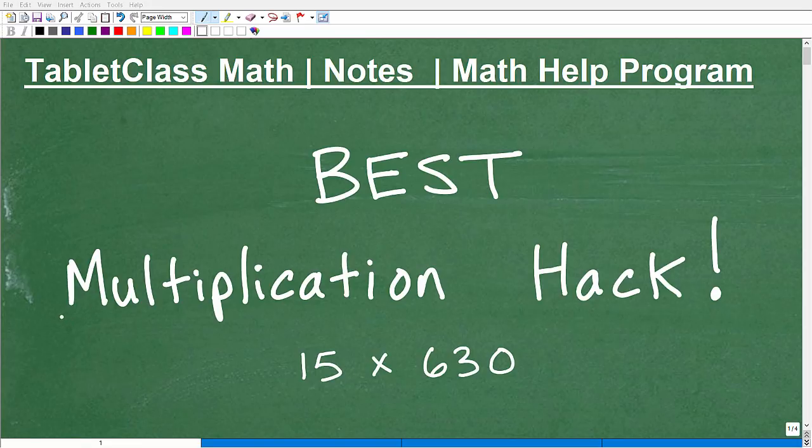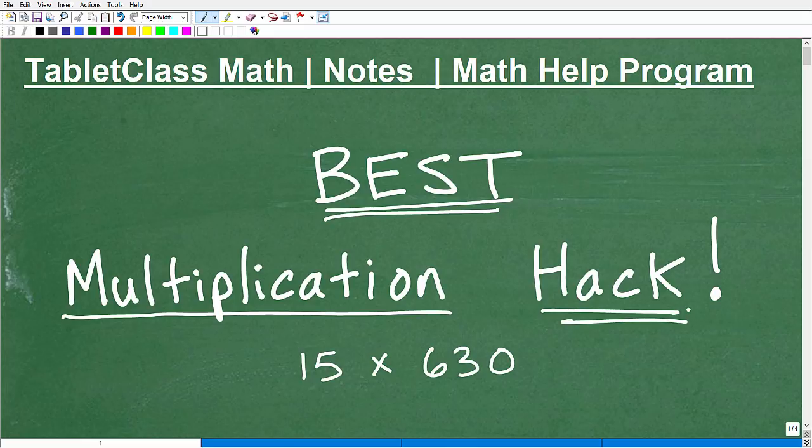Okay, let's talk about multiplication. And one of the best multiplication hacks, shortcuts, or approaches to do multiplication there is. Now, this little word here, hack, is a nice word to pull you into this video. You might think, oh, it's a kind of shortcut or some sort of way to do multiplication other than the standard way of doing multiplication.